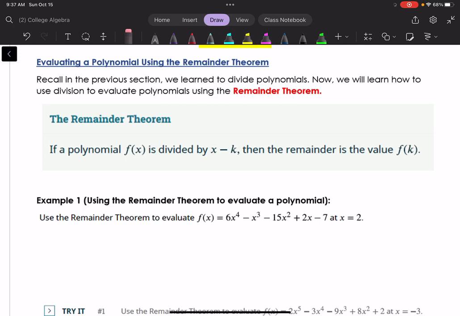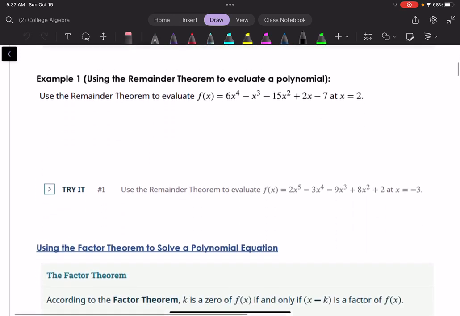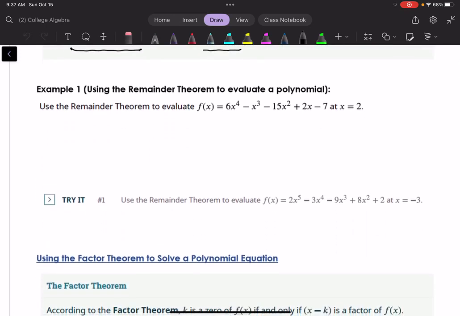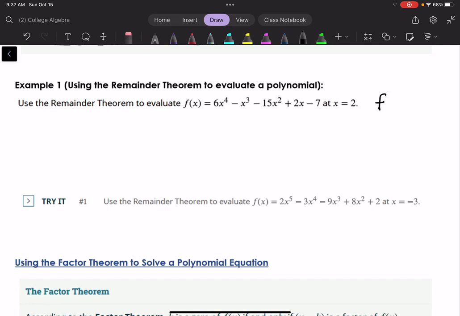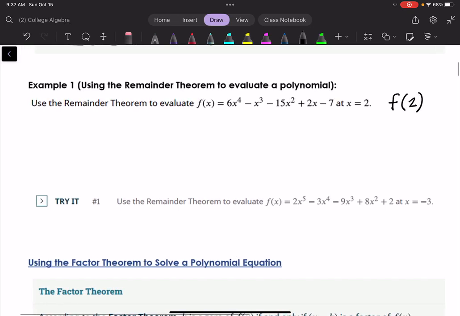We can do that according to the remainder theorem using division, and specifically synthetic division is really helpful here. So basically it's what we saw before, where if we divide a polynomial f of x by some linear binomial with a leading coefficient of 1, then the remainder is the value of f of k. So let me show you what I mean by that. Maybe that'll make it a little more clear. So use the remainder theorem to evaluate f of x at x equals 2. And so what we're actually doing here is we're finding f of 2 using synthetic division.